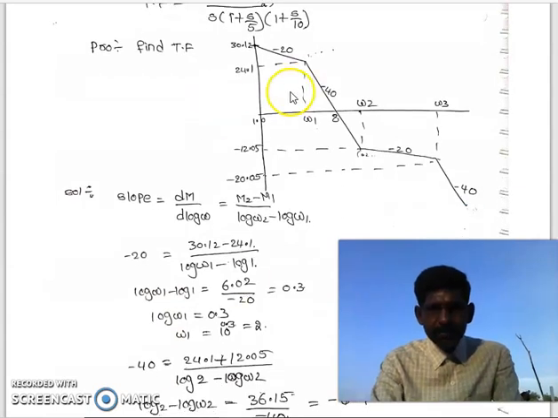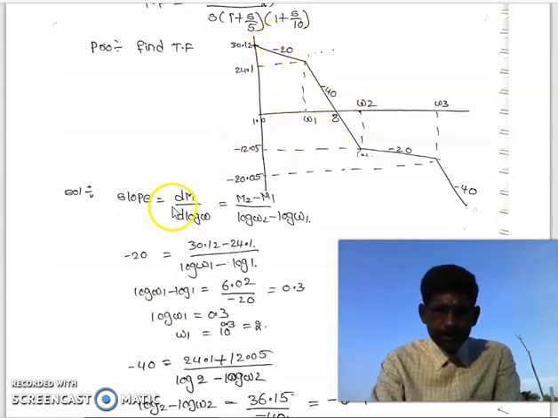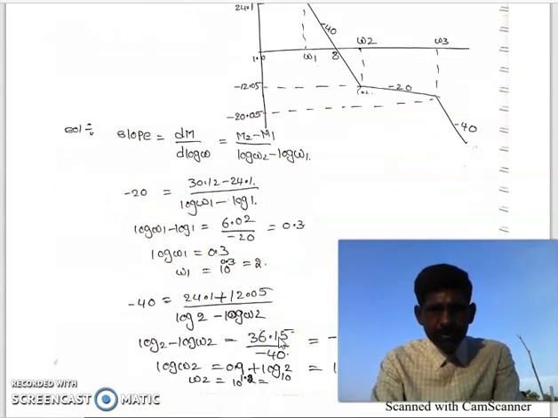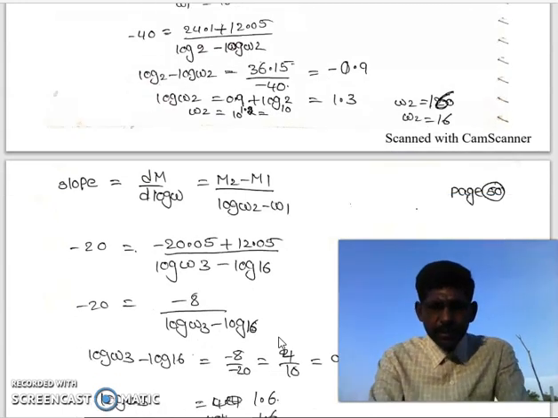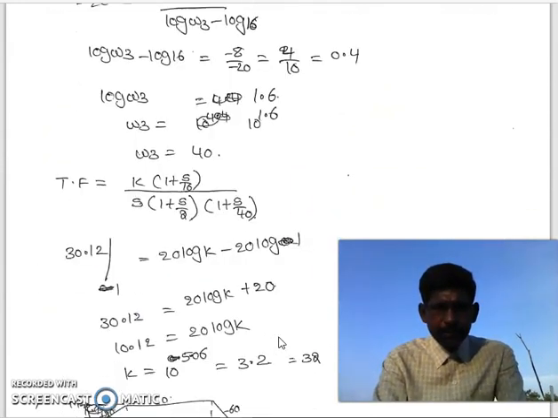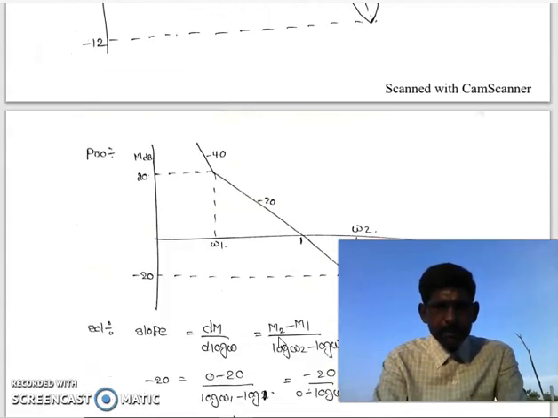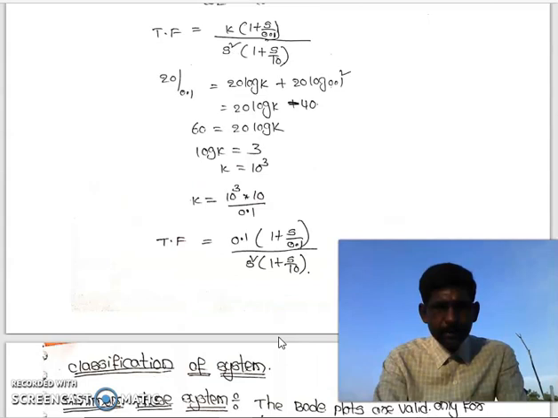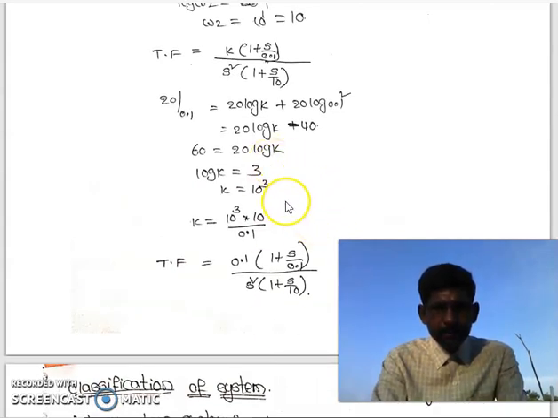Find the transfer function for the given Bode magnitude plot. The same type of problem. Change in slope equals change in magnitude divided by change in corner frequency. Initial slope is minus 20. We substitute in this formula and get omega 1 equal to 2. Now we can follow the same method. All these problems are the same. We practice once so that we can go on to the next problem, the next concept.